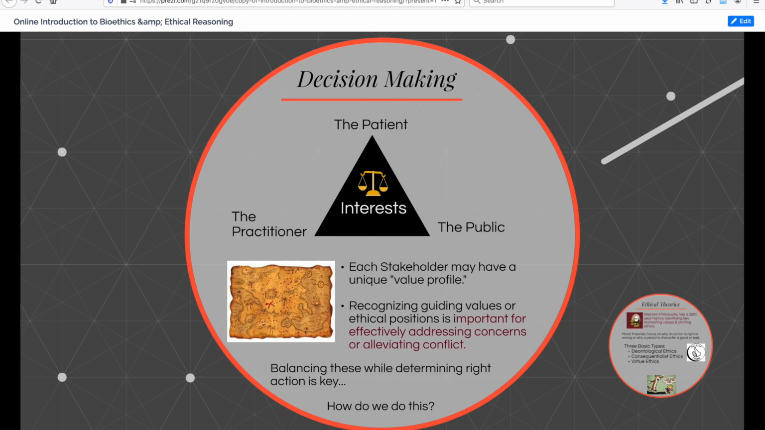So who are these stakeholders? Well, at the very least, we have the practitioner, or in many cases, the practitioners. So these are the various medical professionals that are involved in providing care.